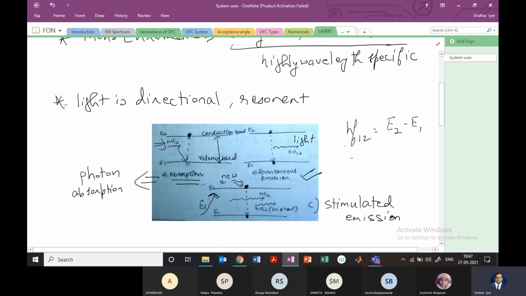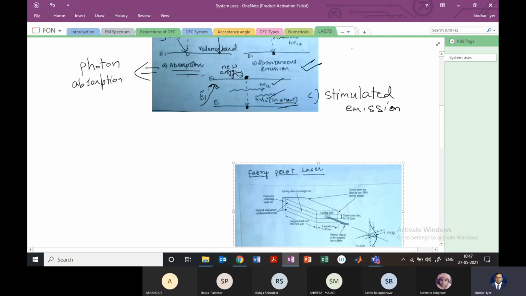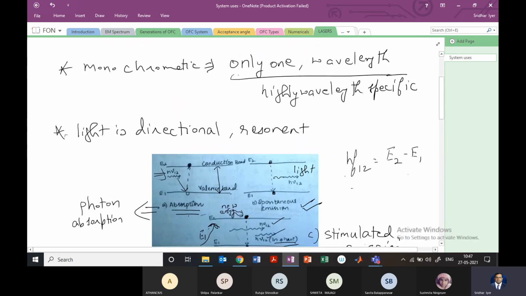So I'll write this new energy which we are giving for it to fall down. Right? So therefore you see it is giving out two energies, hf12 and hf12, and these two will be in phase. So this is nothing but light which comes out, plus you are also getting two types of energies which are similar in nature.